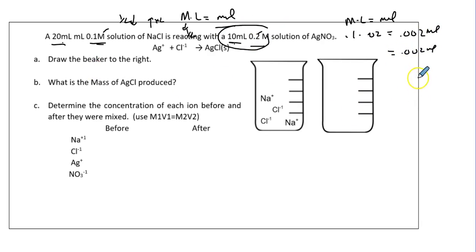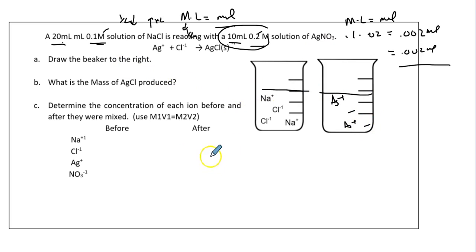Draw the beaker to the right. Since I have the same number of moles, I want the same number of parts. 2 drawings here. Let's get 2 drawings for the other one, which is this one. Ag plus, nitrate. Ag plus, nitrate. Alright, and there we go.